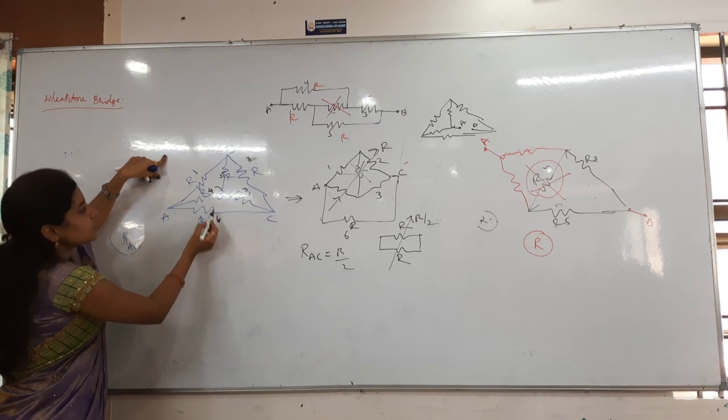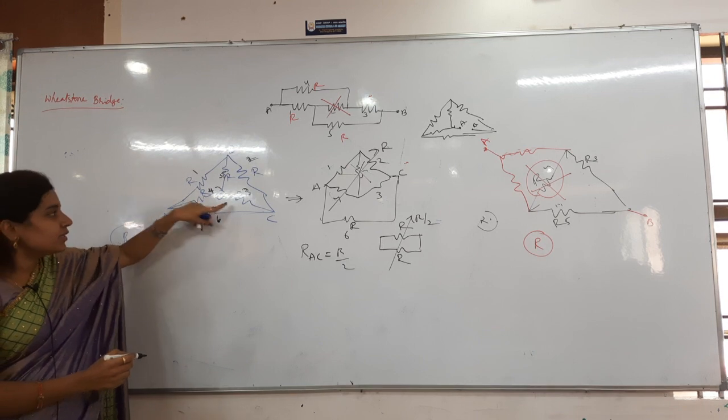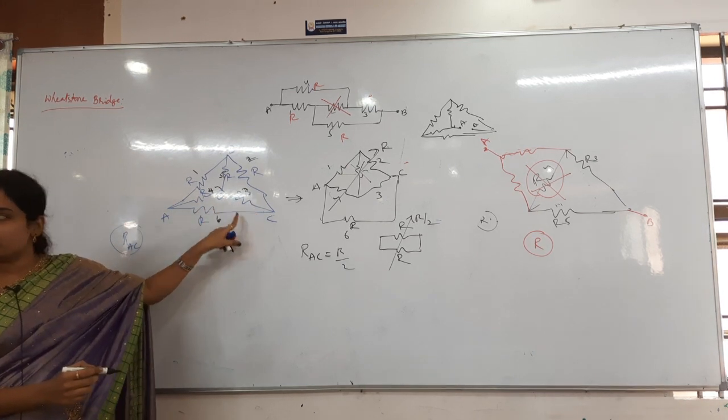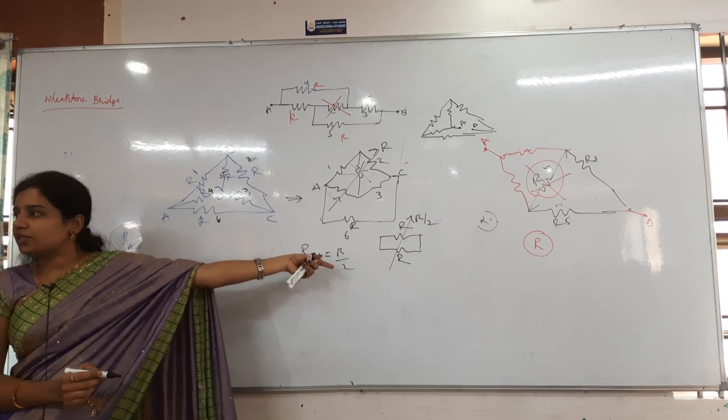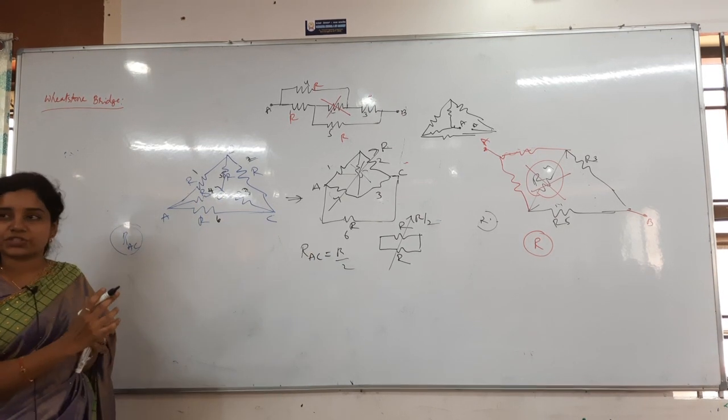2, 3, 6, 4, 5. Which one is the galvanometer here? 3 is the galvanometer, so you have to remove that one and then you have to get the same answer again. Clear? So first of all, you have to take the Wheatstone bridge shape.